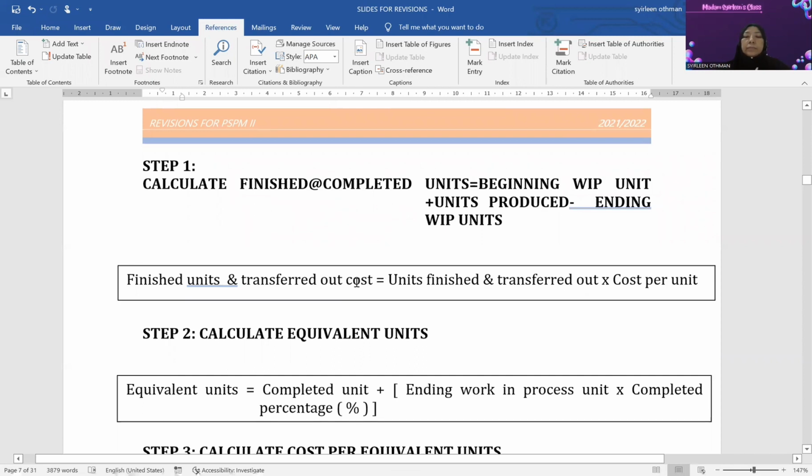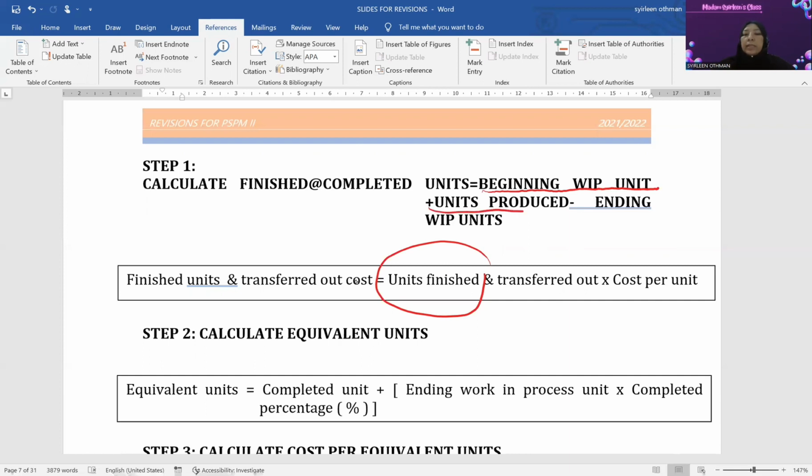Okay, so finished units ni, yang kita cari melalui penyediaan the physical units punya table tu, kita akan darab dengan cost per unit. This is your finished units and transferred out cost. So you nak cari finished and completed units. The things that you need to do is you need to find the beginning WIP unit, and you akan tambah dengan unit produce, and kita akan minus dengan ending WIP. So this is actually benda yang kita biasa buat, dalam statement pun pernah buat.